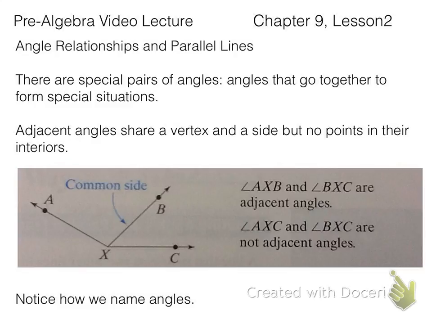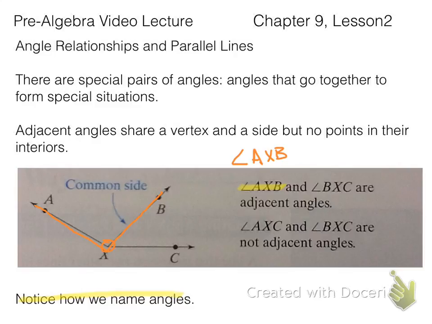So the first one is adjacent angles, and they share a vertex and a side, but no points in their interior. So if I were to look at this angle AXB, which I would then call angle AXB, notice how it's written. Notice how we name angles. We say a little angle sign, and then we start with one point. Then we talk about the vertex.